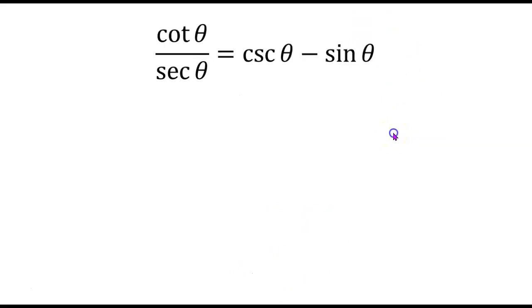Okay, how about this one? Cotangent theta over secant theta equals cosecant theta minus sine theta.